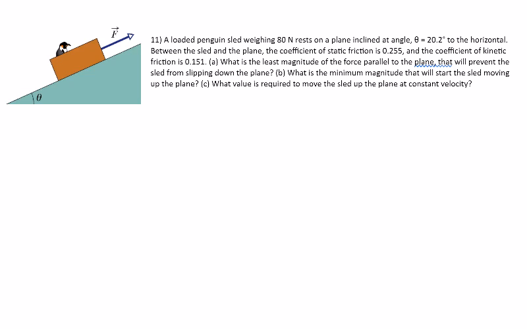Today's problem we're going to look at, this is kind of a crazy one. A loaded penguin sled is weighing 80 newtons and it's resting on a plane inclined at 20.2 degrees, and it wants to know what's the least magnitude parallel to the plane that will prevent it from slipping? What's the minimum magnitude that will start the sled moving up the plane? And what value is required to move the sled up the plane at a constant velocity? So it's three things kind of going on.